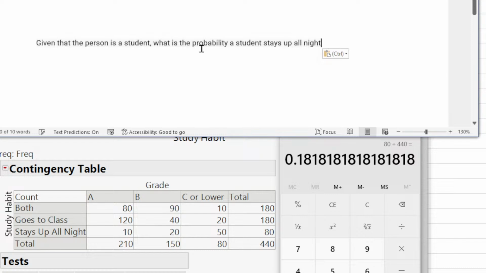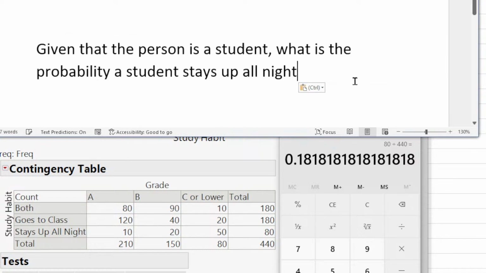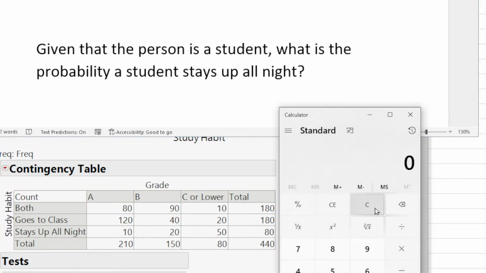And Blake wrote, what is the probability, given that a person is an A student, that the student stays up all night? So given that they are an A student, what is the probability to stay up all night? See if you can solve this one. I'll show you the math here in a second. But solve this question that Blake wrote.